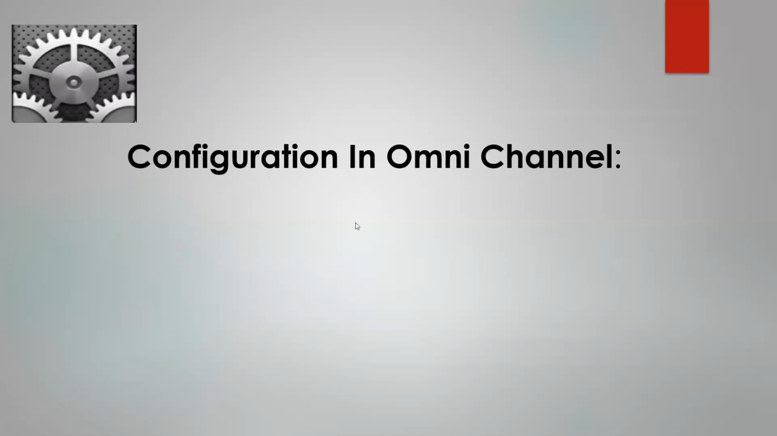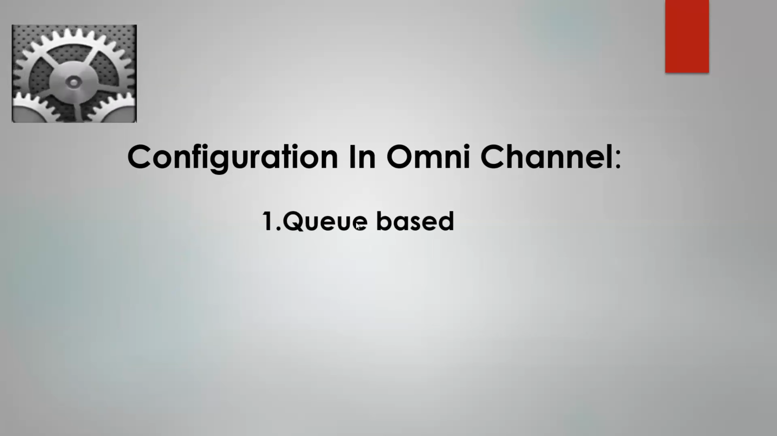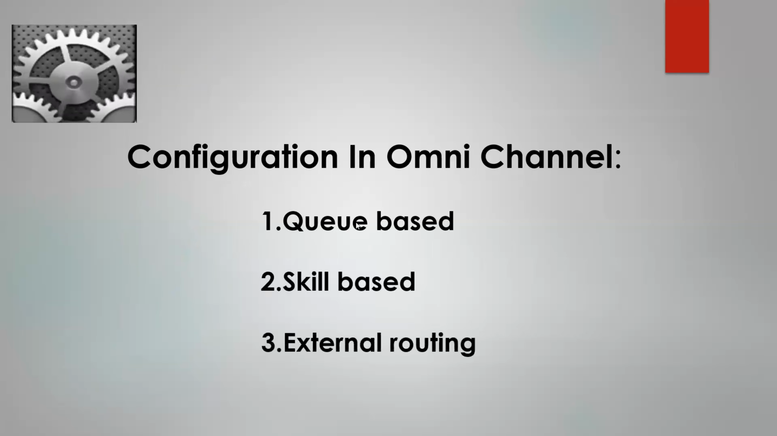We have to do some configuration in order to make use of Omni-channel. Before doing the configuration, we have three types of routing we can use. One is queue-based, the second is skill-based, and the third is external routing. In this presentation, we are going to focus on queue-based routing. Let us discuss more about that.